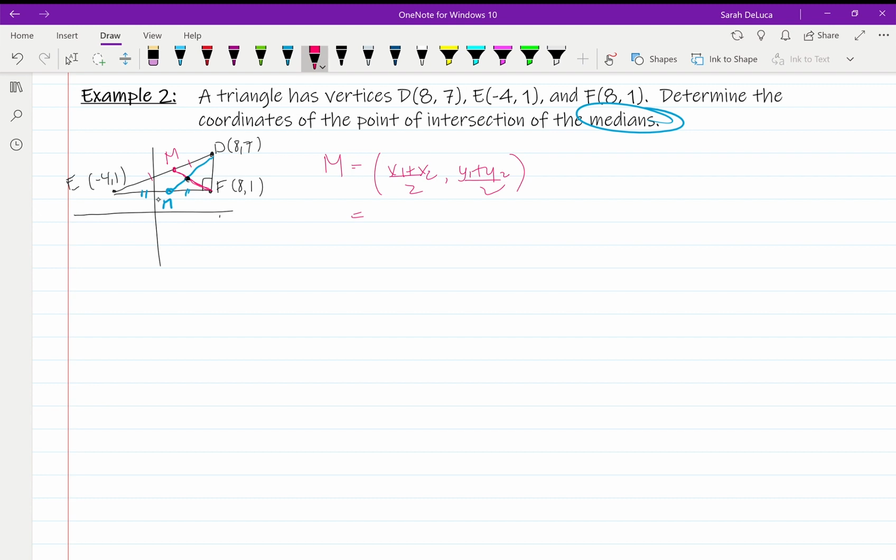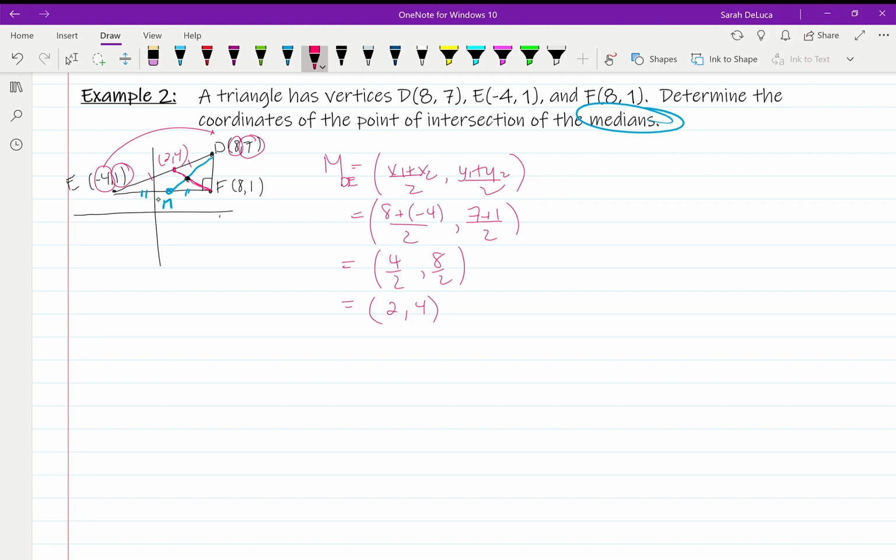So I have the midpoint here, which means I'm finding the midpoint of DE. The two x values are 8 and -4, so this is 8 plus -4 divided by 2. The two y values are 7 and 1, so 7 plus 1 divided by 2. 8 plus -4 is 4 over 2, 7 plus 1 is 8 over 2. That gives me 2, 4. So there's the midpoint. I go to my picture and put it back in.